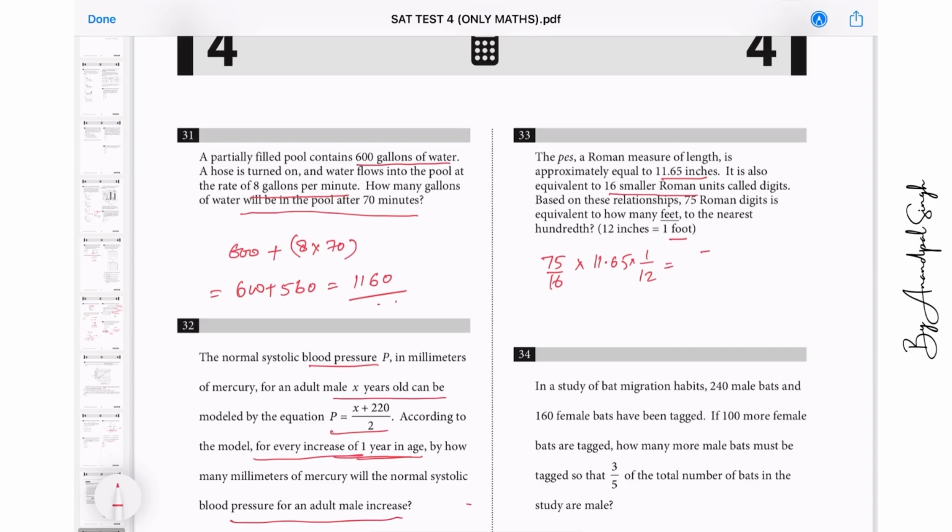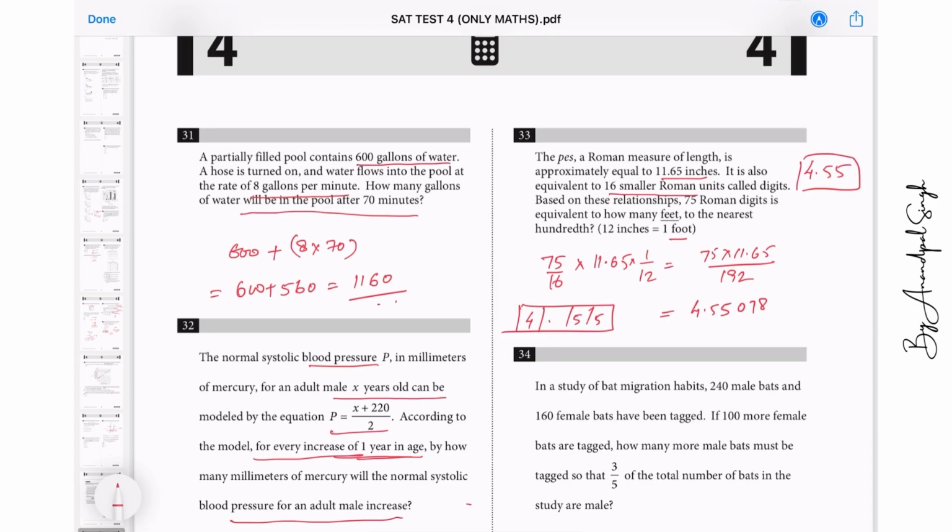So this gives you 75 times 11.65 over 192. So I'm getting the answer as 4.55078. You have to write it in the grid. The grid has only 4 sections, so you can write 4.55. So the answer is 4.55.